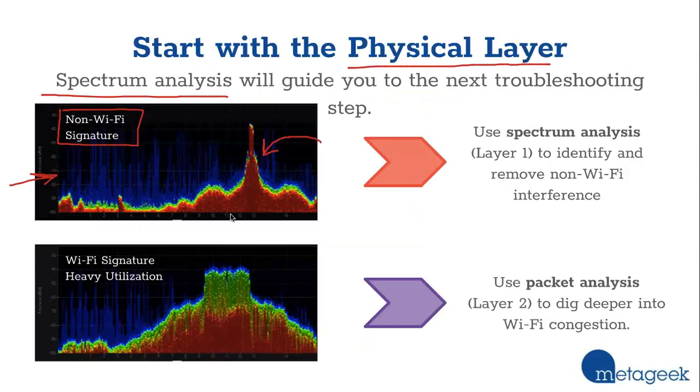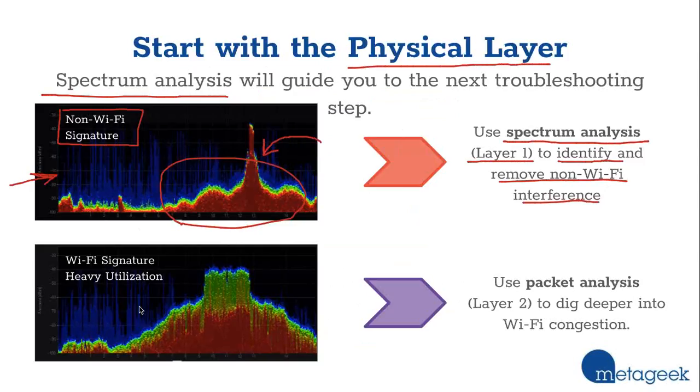Any Wi-Fi devices that happen to be unfortunate enough to be on any of these channels are basically just going to stop transmitting because they're going to see that something else is already transmitting. And at that point, you're going to continue on with a spectrum analyzer, and that's looking at layer 1, that's the raw radio frequency activity, to identify and remove that non-Wi-Fi interference.